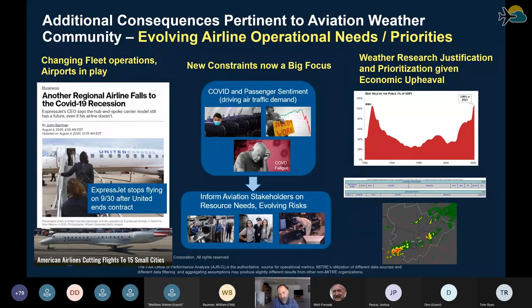And we still don't know where the business travel population is going to land on the other side of all this. So this whole passenger sentiment is still driving air traffic demand and maybe changing services, changing the operation, and changing what we need to think about in terms of weather needs and priorities for that changing operation.